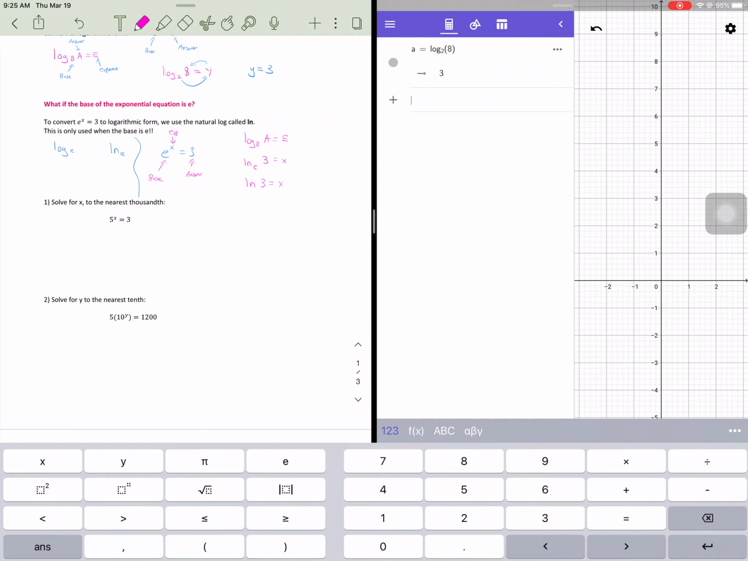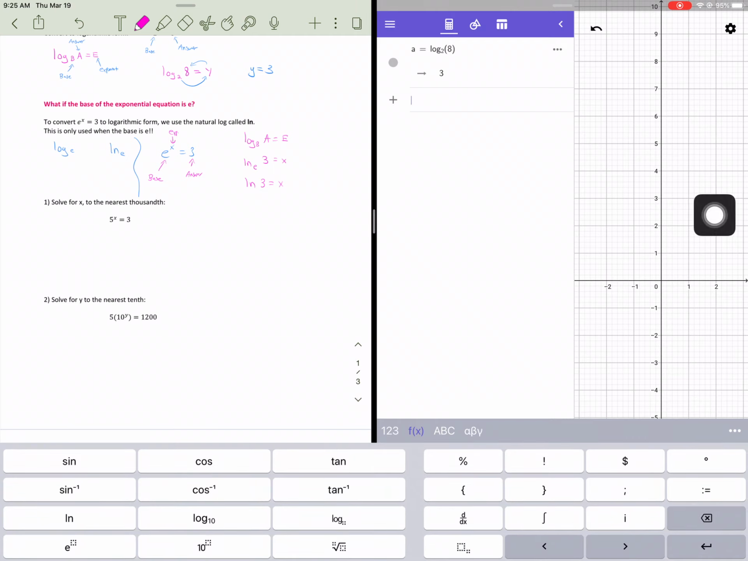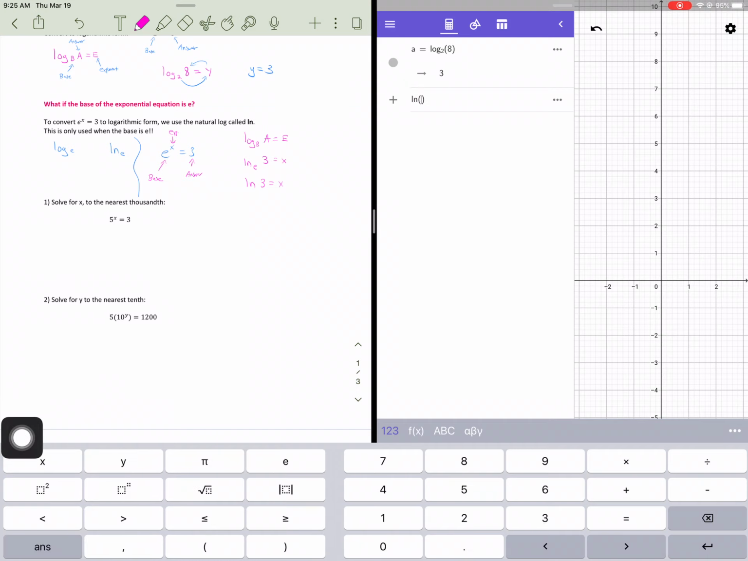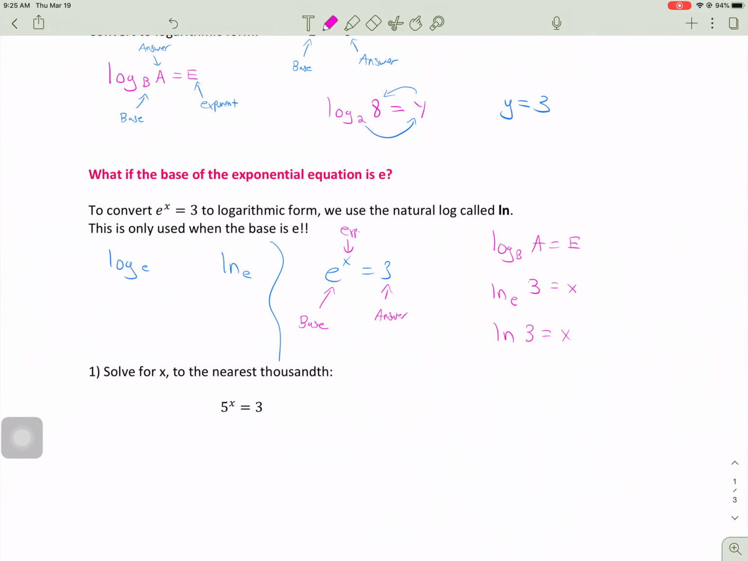you will see ln on the calculator. You will see it doesn't have a base. It doesn't ask you for a base because when you hit ln, it is assumed that the base is e. So ln of 3 is basically saying e to what power is 3? Well, that's e to the 1.0986. And if you want to check that, e raised to that power is 3. So you can see it does work.